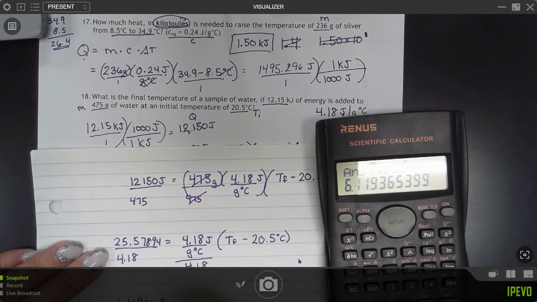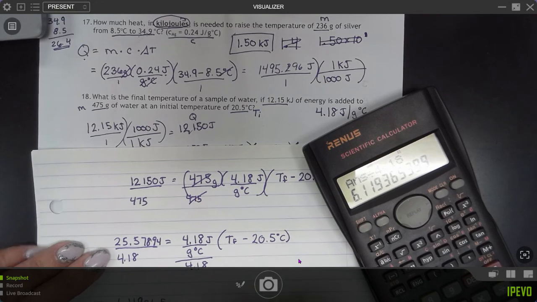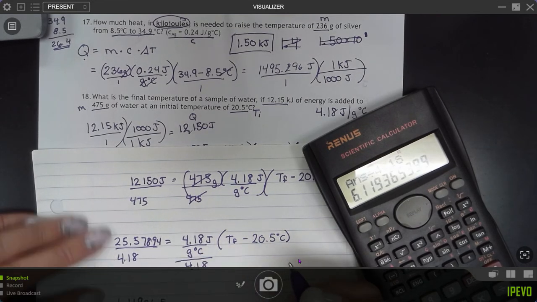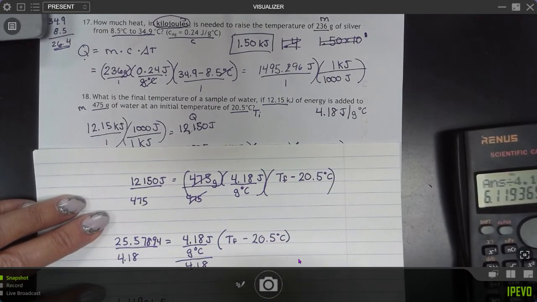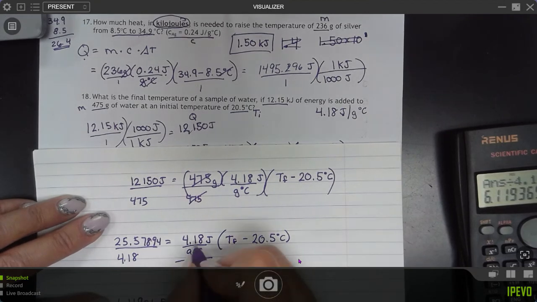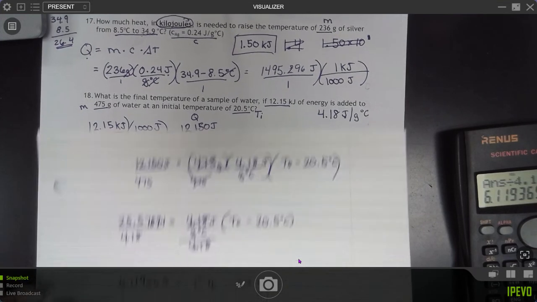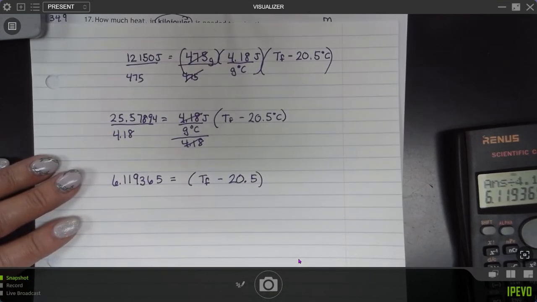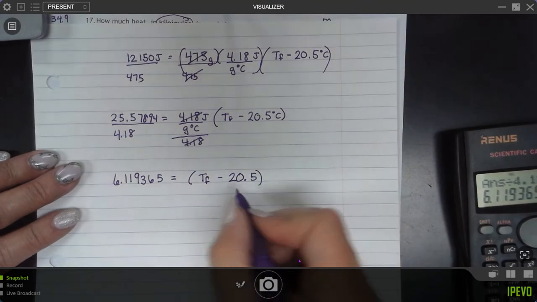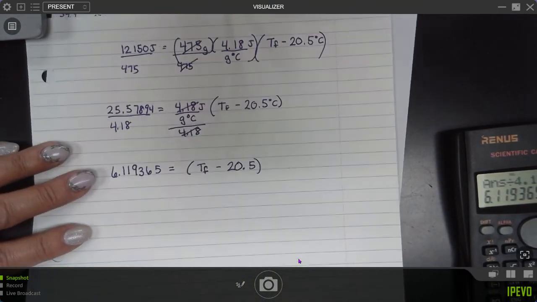6.11936. Okay, now if I look at this, what have I done? So now I have this number, and that's going to equal, so this cancels out. What I have left is T final minus T initial, which is 20.5. So now I can add 20.5 to each side of the equation.